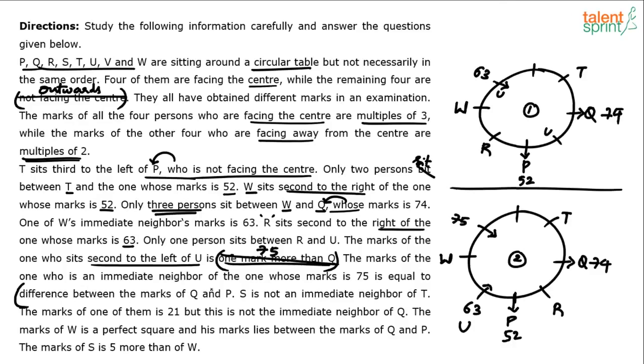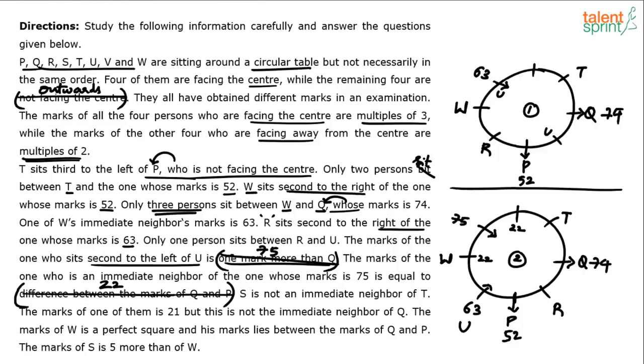First of all, difference between the marks of Q and P. Q has scored 74, P has scored 52. Difference is how much? 22. Difference between marks of Q and P is 22. Yes or no? 74 minus 52, 22. Right? So the marks of the one who is immediate neighbor of the one whose marks is 75 is equal to 22. So immediate neighbor of 75 is 22. So 75 is here. Either 22 can be this or 22 can be this.